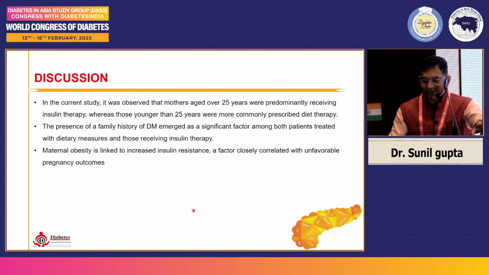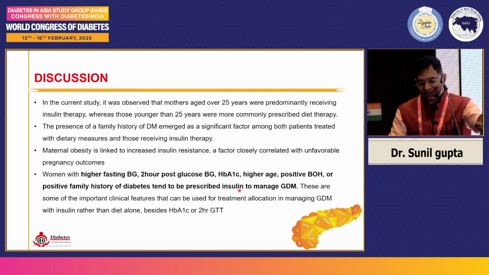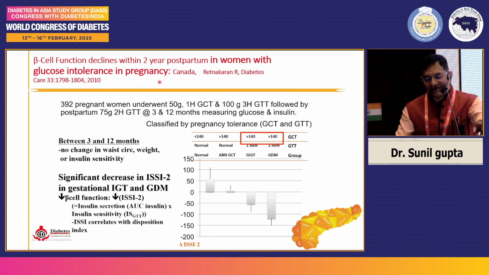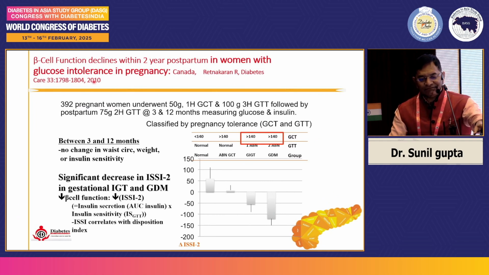Those younger women were commonly prescribed diet therapy. Presence of family history, 2-hour postprandial, HbA1c, higher age, positive BOH, positive family history, they all require insulin therapy. Now, beta cell function declines within 2 years postpartum in women. So, we say that at 6 weeks, 6 months and then once a year, we should be following these women for developing type 2 diabetes in future.